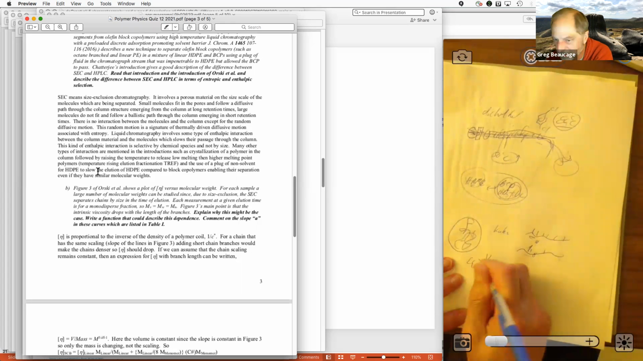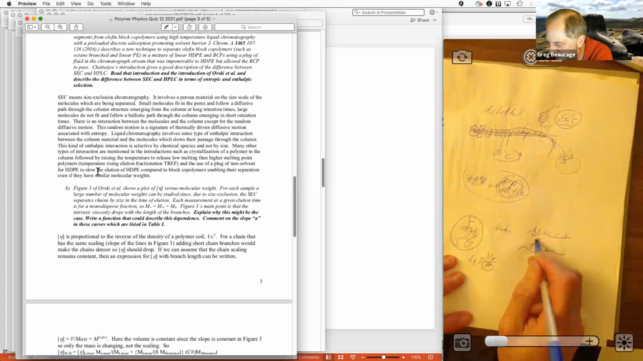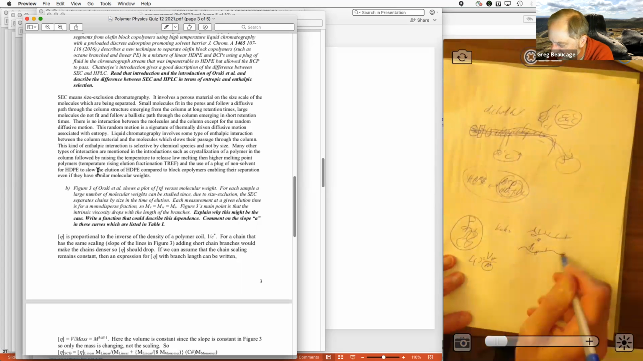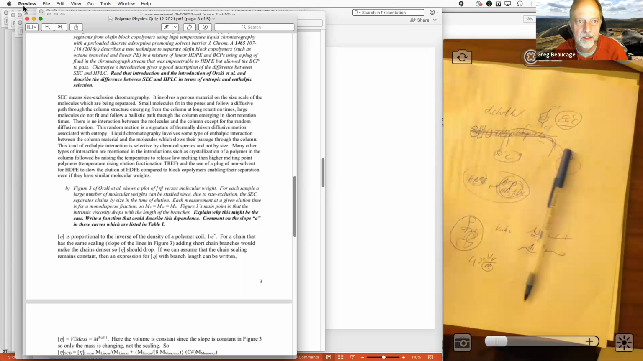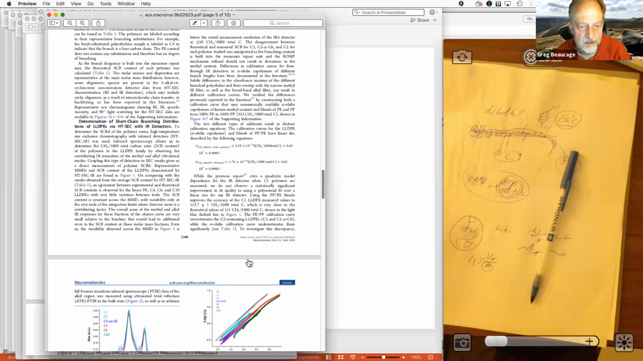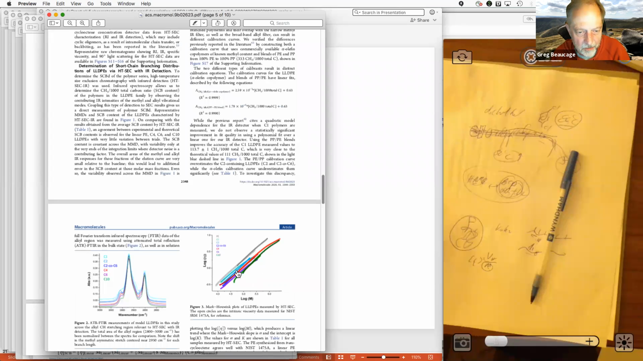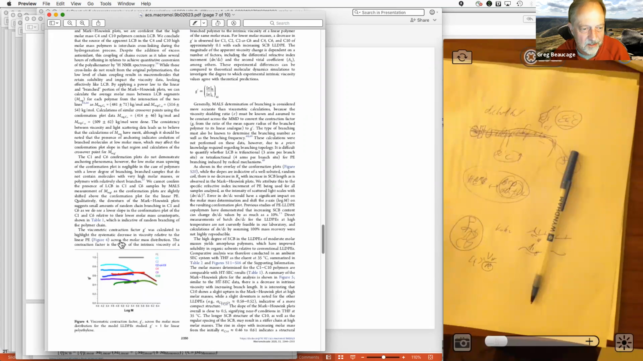So the mass increases with more branching, with longer branches, and there's the same number of branches per chain. So as the mass increases, then the intrinsic viscosity drops because the mass is increasing. It just goes straight down. The slope stays the same, so the coils are the same scaling, the same hydrodynamic size.